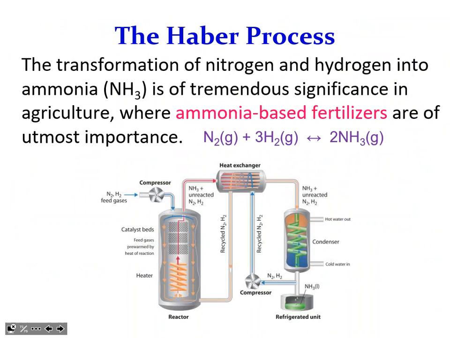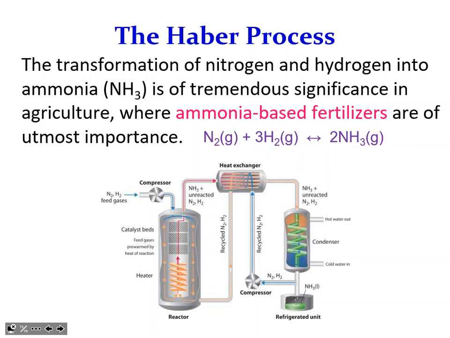And it goes through heat exchangers. And over here on the right showing the condenser where eventually they'll cool it down so that you can get the liquid ammonia out as a product. It's needed for agriculture because it's added to fertilizer. Of course, agriculture is needed in order to produce food for the many people that are in the world. So ammonia-based fertilizers obviously are very important. This is a big industry.